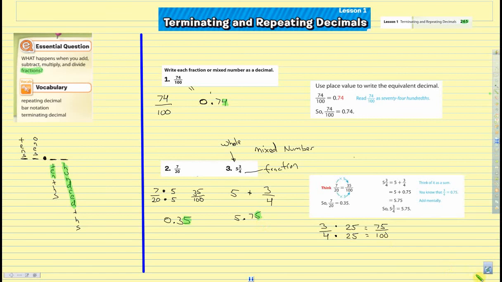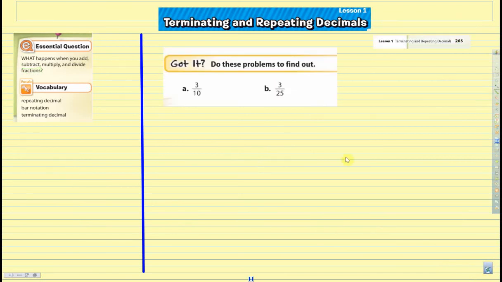Now it's your turn to try it. Go ahead and try these two. Try 3/10 and try 3/25. Just by converting them to hundredths, you should be able to write it out. A, you should just be able to write out as 3/10. Good luck.